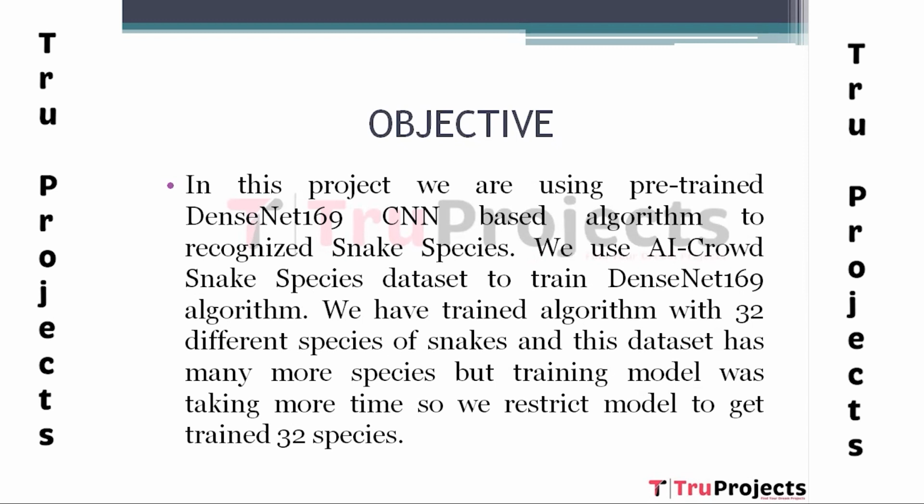So in this project we are going to use the AI Crowd snake species dataset to train the DenseNet 169 algorithm, and we are going to use 32 different species of snakes. This dataset has many more species, but training the model was taking more time, so we restricted the model to be trained on only 32 species.